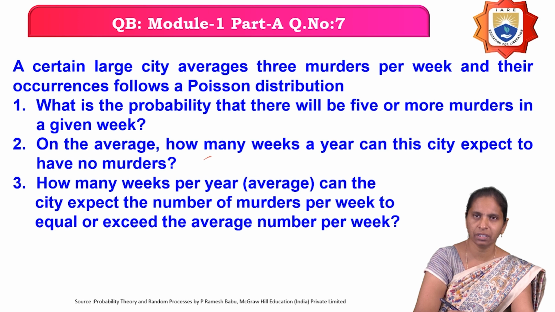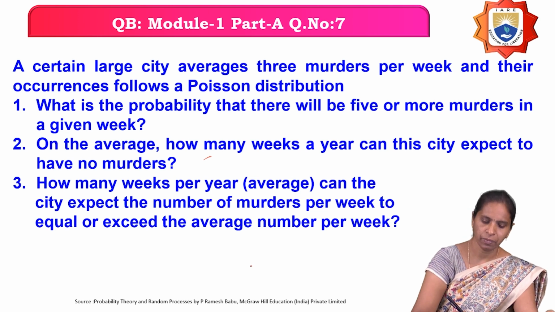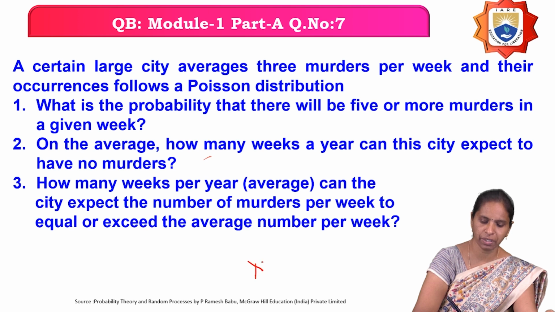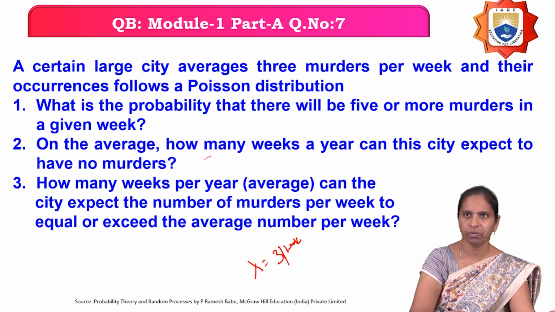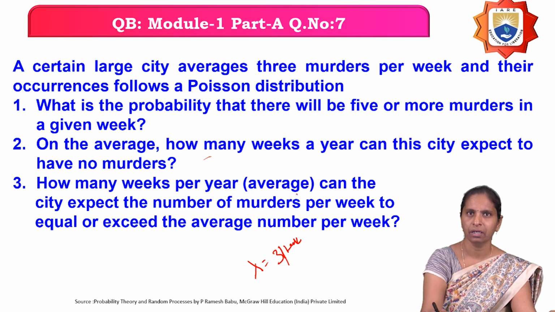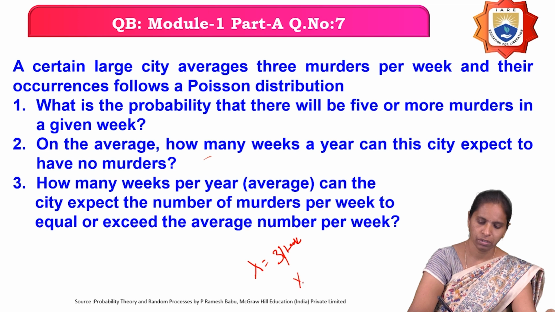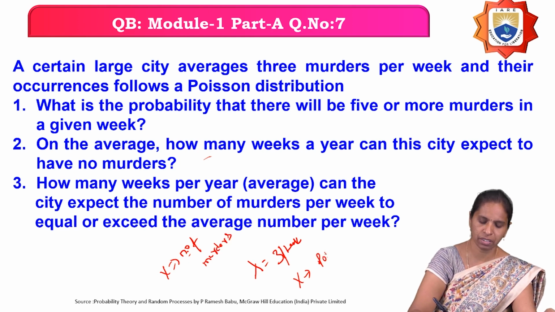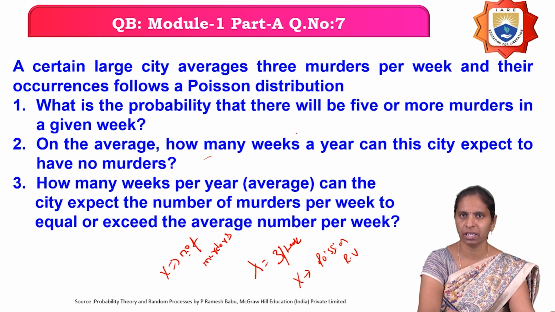So what they have given is that in a city, the average number of murders per week, let us say lambda, equals 3 per week. So on average, in 1 week, 3 murders are happening. And their occurrences are following a Poisson distribution. Therefore, what is x here? Nothing but the number of murders, and it is following the Poisson distribution. Therefore, the type of random variable here is a Poisson random variable.